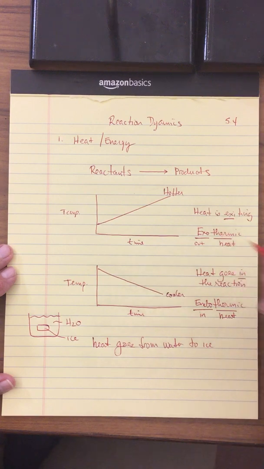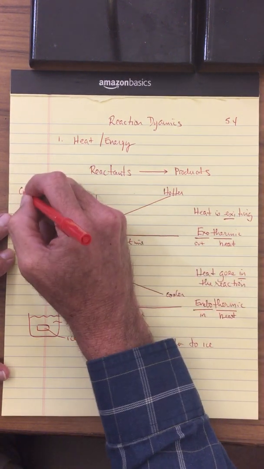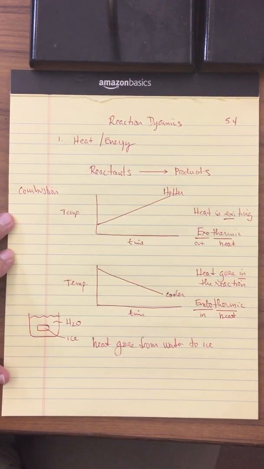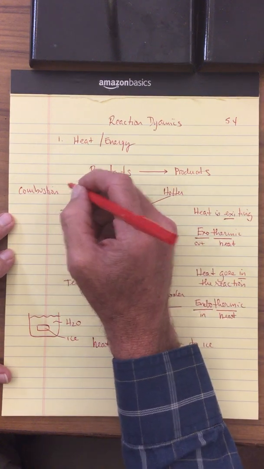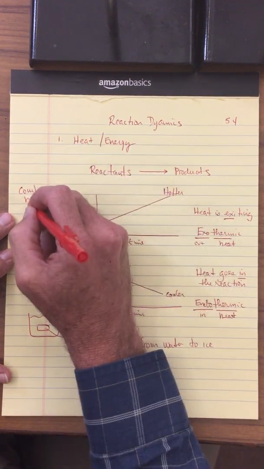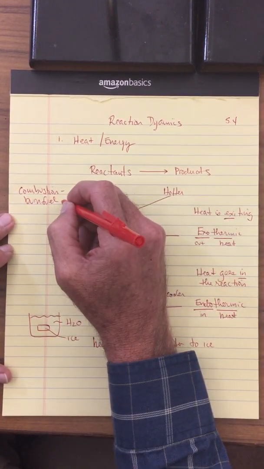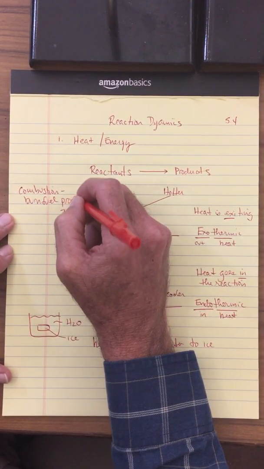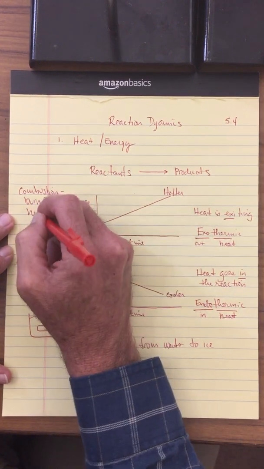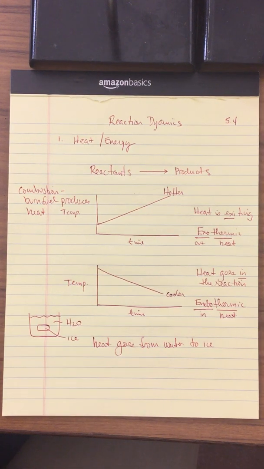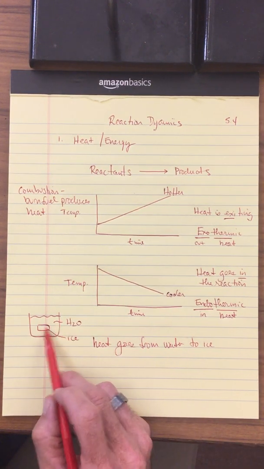An example of an exothermic reaction, this would be a combustion reaction. So combustion reaction. It produces heat. We burn a fuel. Burning fuel releases heat or produces heat. That heat then exits and comes out, and then we can feel that heat. But in this case, the heat is going into the ice to melt the ice.